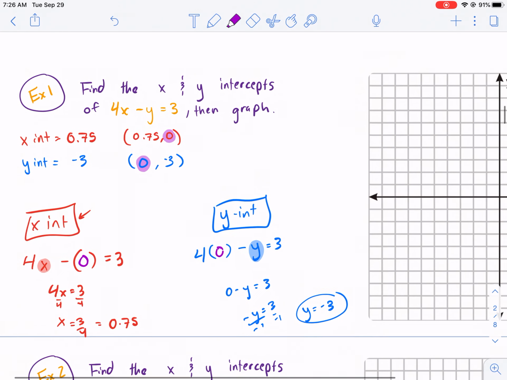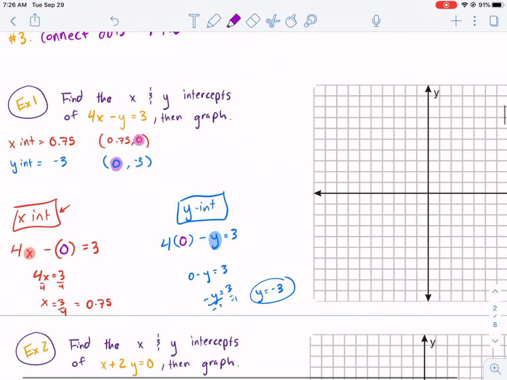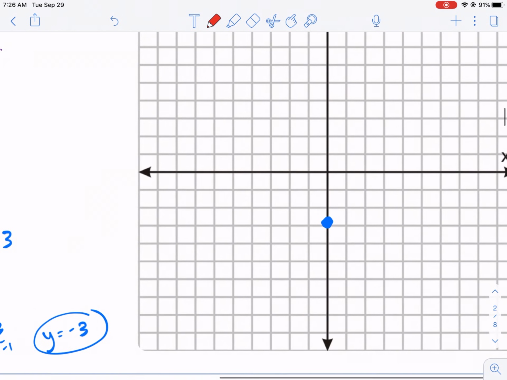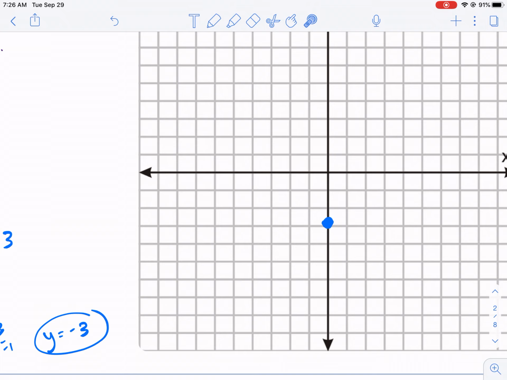So if we were to go ahead and plot these on the coordinate plane, let me do my y-intercept. We have 0, -3, okay? How did I get there? I went 0 left and right, and I go down 1, 2, 3 to get there. For my x-intercept, I'm going to go to the right 0.75. I always start with my x coordinates, right to 0.75. That's right in this area. And I don't go up and down at all because it's an x-intercept and the y value equals 0.